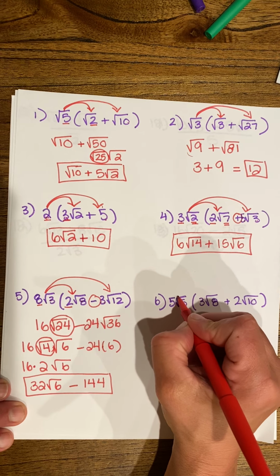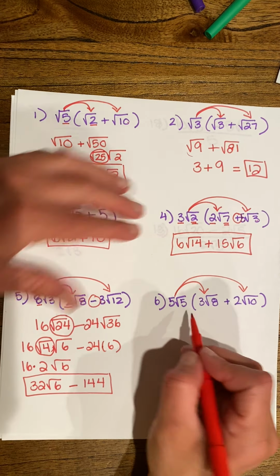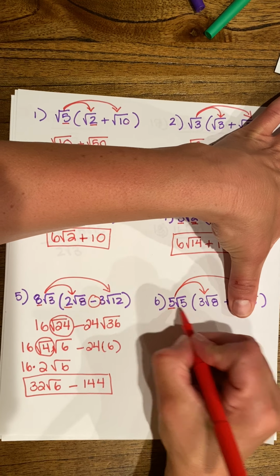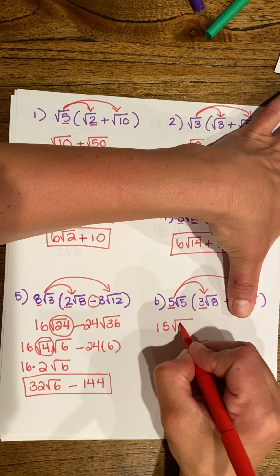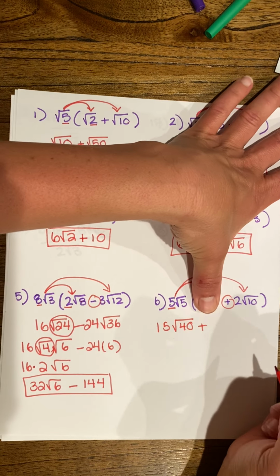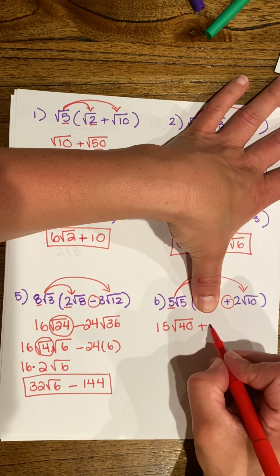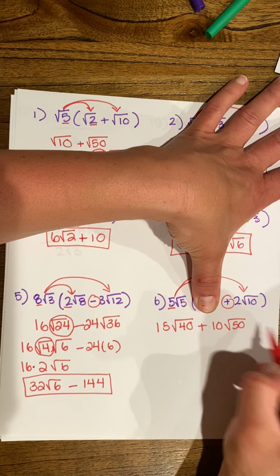Okay, so one more. We're going to distribute here. Pretend that's not there. Outsides with outsides is 15. Insides with insides is rad 40. Bring down your plus. Forget this is not here. Outsides with outsides is 10. Insides with insides is rad 50, right?